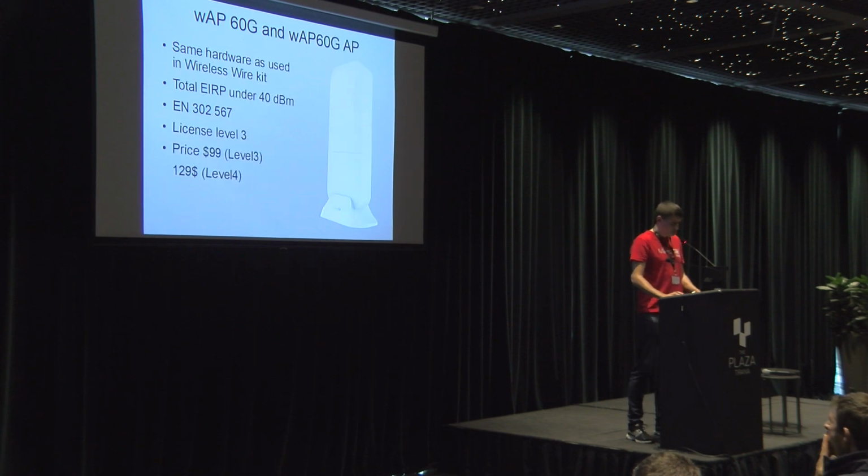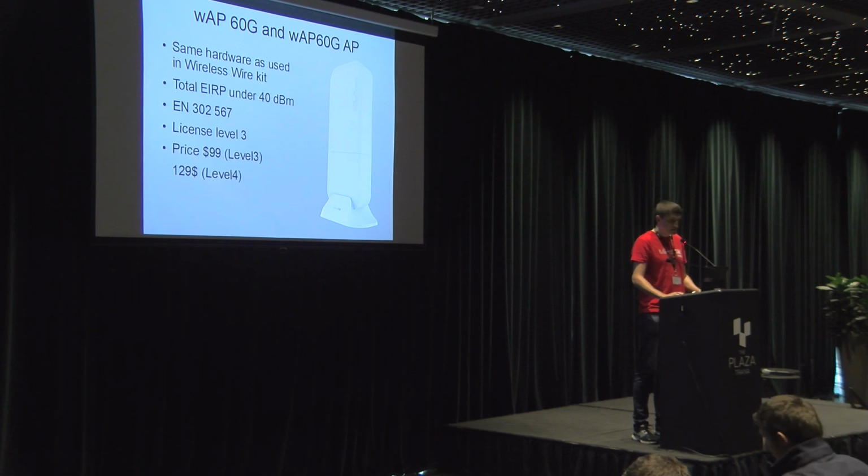It is also possible to buy each device separately. If perhaps you want to buy only a client device, you can buy the WAP 60G. That basically is the same hardware as the wireless wire, and the only difference is it comes with license level 3, and you can create a point-to-point link between two devices, or you can use it for a point-to-multipoint setup for up to 8 devices.